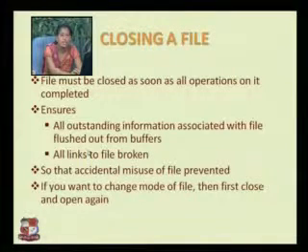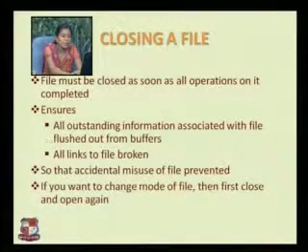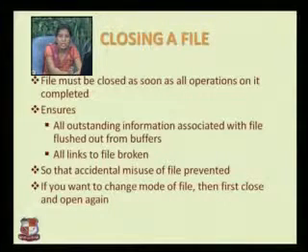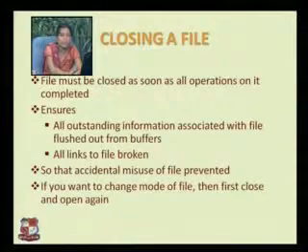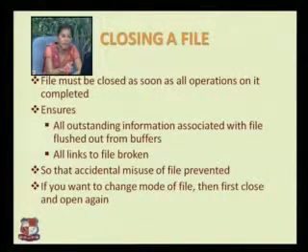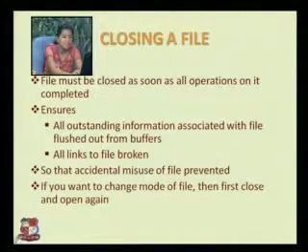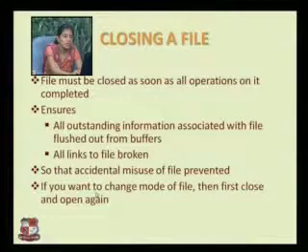File can be misused, right? So what you need to do is flush out the buffers, as well as destroy that link. Destroying the link means if you are closing that particular file, the link between the program and that particular file will be broken. So afterwards you cannot read or write the contents once you are closing that file with fclose, right? So it avoids accidental misuse of the file.